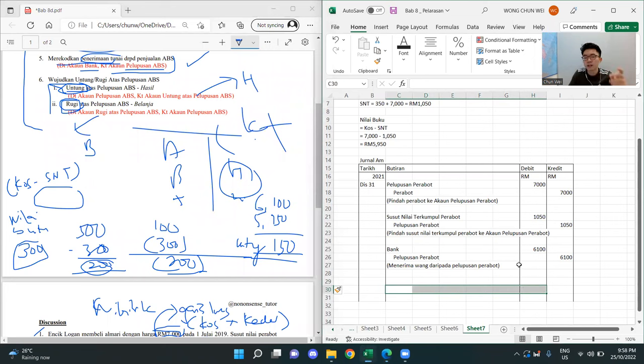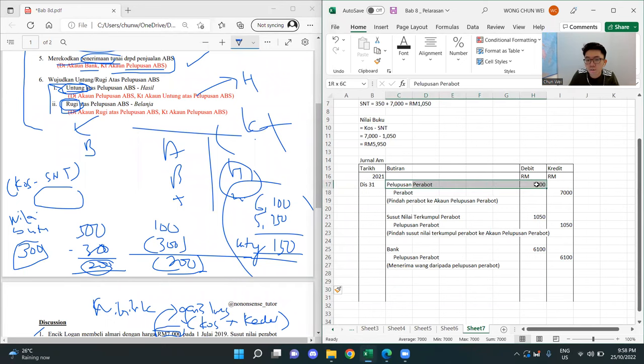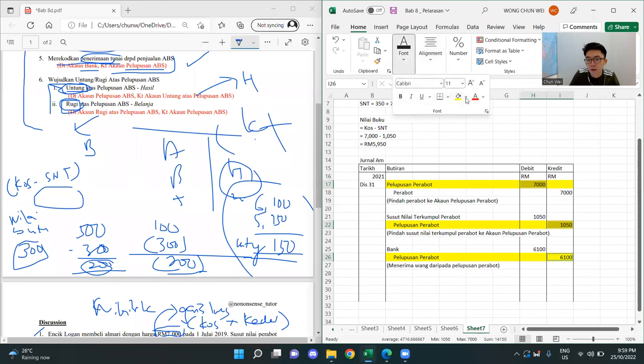Okay. Another way, let's say you don't do all these things. How do we know if it is a untung or rugi? Very easy. So now what we're going to do is you look at all your pelupusan perabot account. We only look at pelupusan perabot. I already highlighted. Meaning there is a debit of pelupusan perabot, 7,000. Credit, 1,050 for pelupusan perabot, and 6,100 of credit. So you add them up. When I say add up, meaning debit side you add up, credit side you add up.